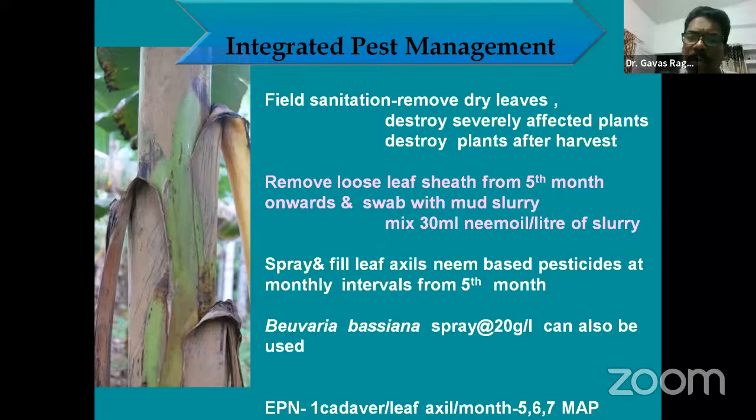We also recommend removal of loose leaf sheath from the 5th month onwards, which will help in preventing egg laying by these weevils.